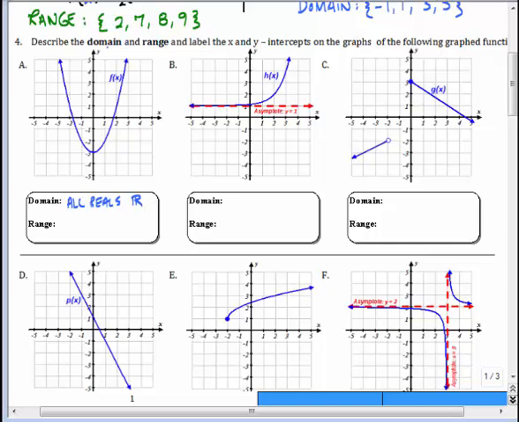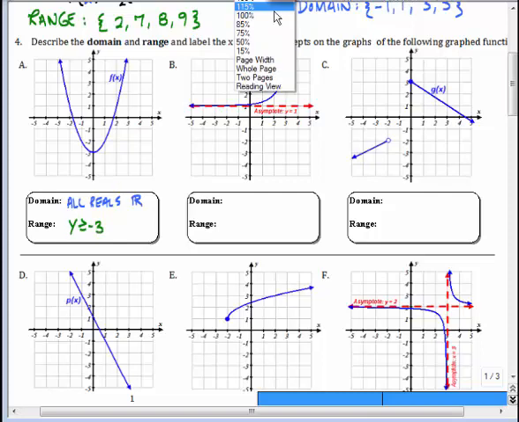And then if we look at the y values, that's up and down. So what's the lowest this graph ever reaches and the highest this graph ever reaches? All right, so the lowest it ever reaches is negative 3, and it goes up forever. So in this case we'd say that y is greater than or equal to negative 3.